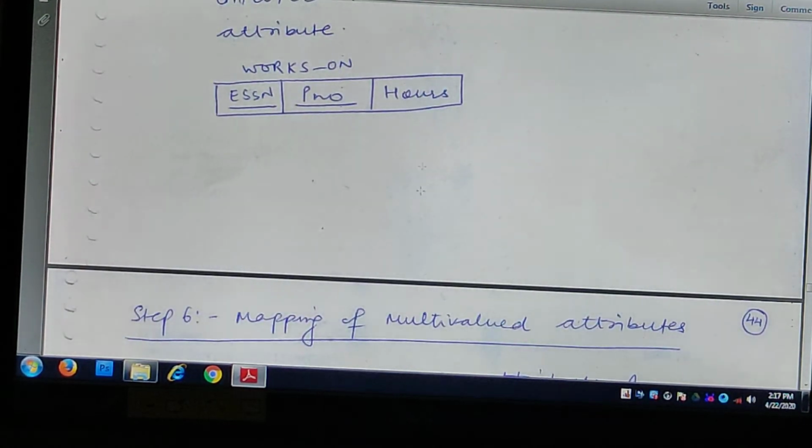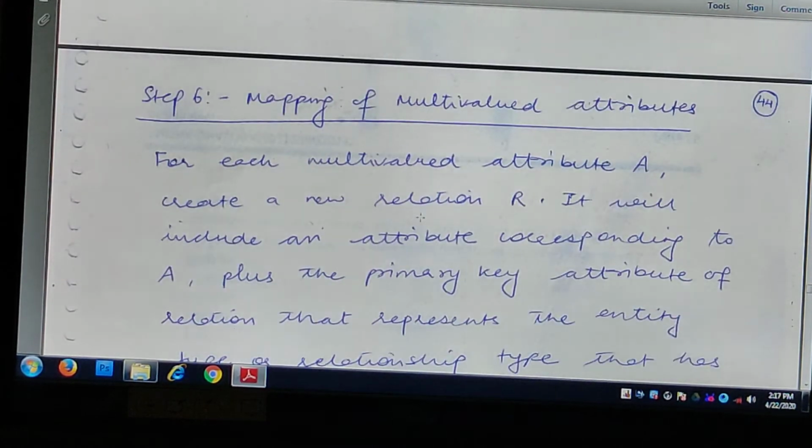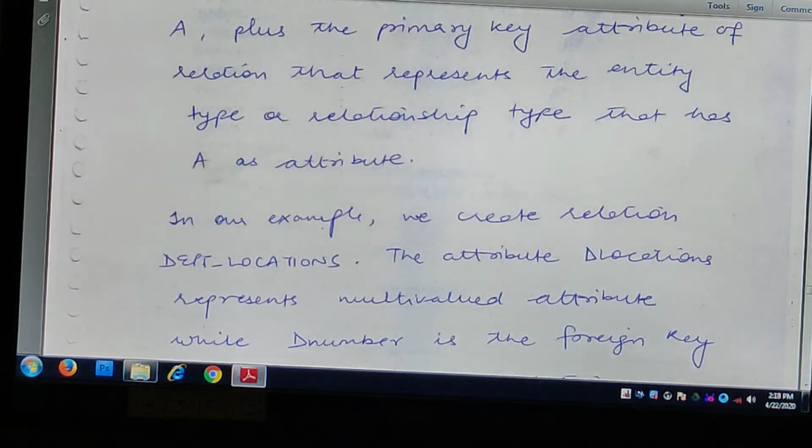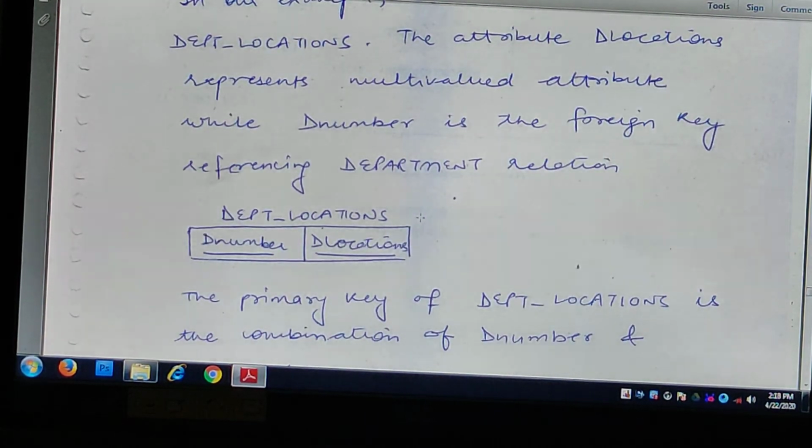You can see the works on schema, and next the mapping of the multi-valued attribute. What we have to do is create a separate relation for the multi-valued attribute. If you remember, we just have one multi-valued attribute, that is D location. We need to create a separate table, and the primary key for this table is the combination of the primary key of the main table, that is department number, because department location is an attribute of department and department number is the primary key of department. So the combination of department number and department location will be the primary key of my department location table, and we have created the separate table for the multi-valued attribute.